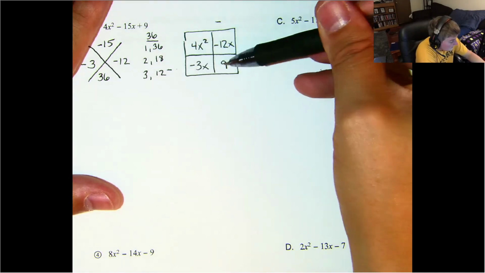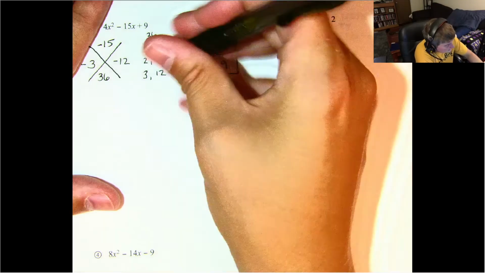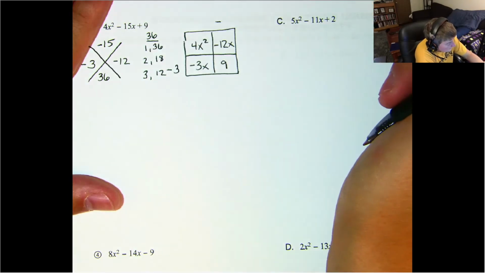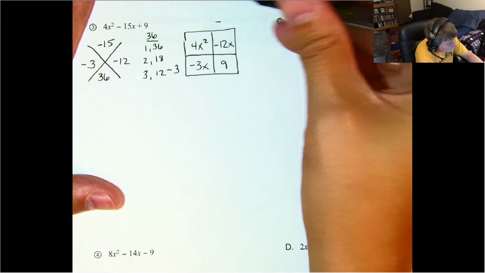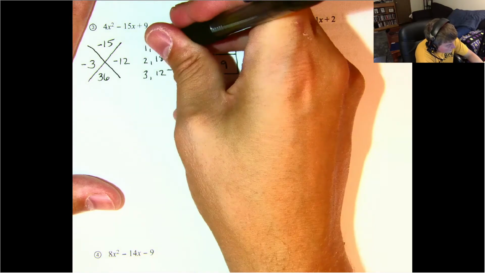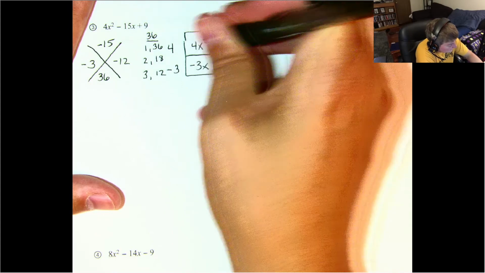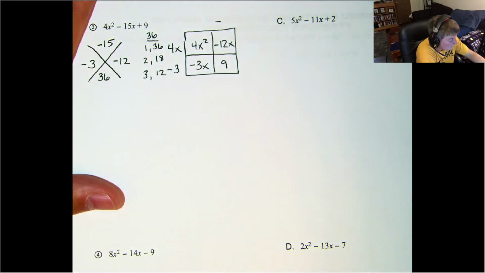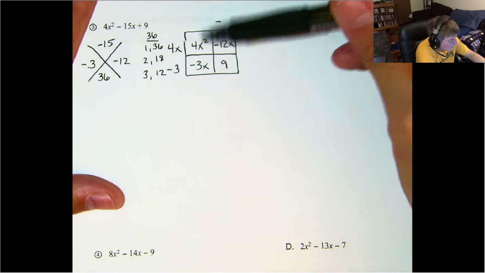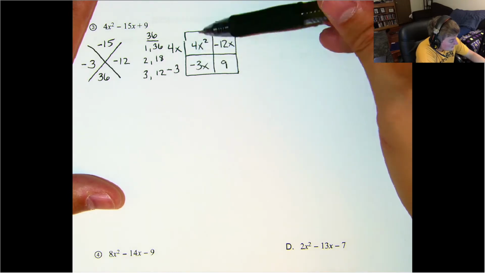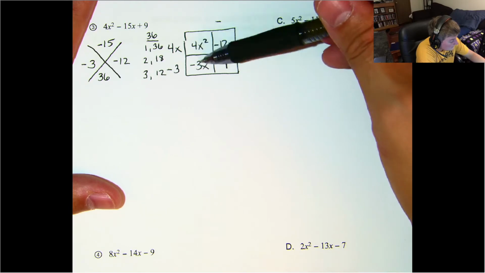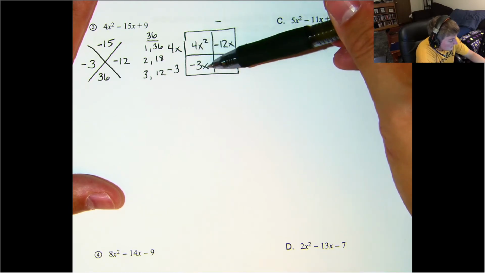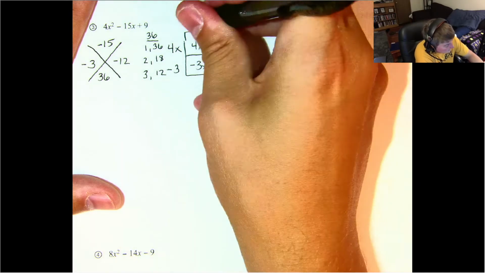So the largest value that divides out of 3 and 9 is 3. Largest value that divides out of 4x squared and negative 12x. Well, 4 divides into 12, so there's going to be 4. And they each have a common factor of x, so I'm going to have 4x. Then here, 4x squared and negative 3x. Well, 3 and 4 only have a common factor of 1, but x and x squared have a common factor of x.